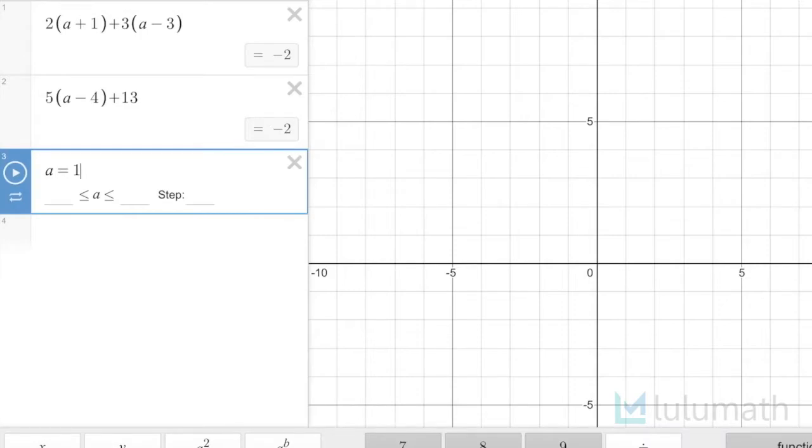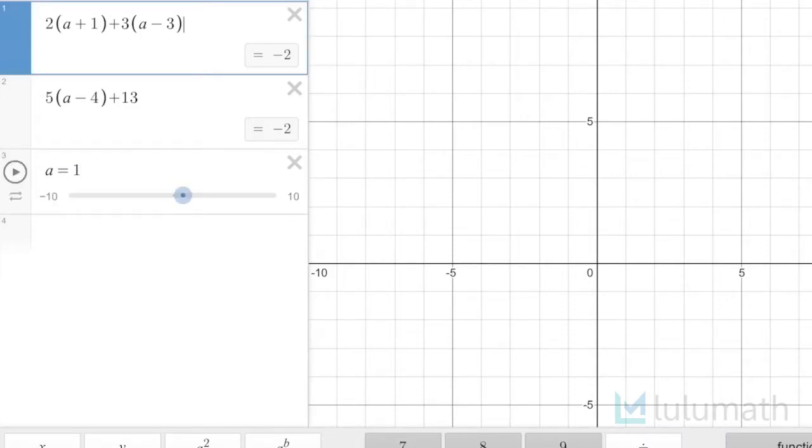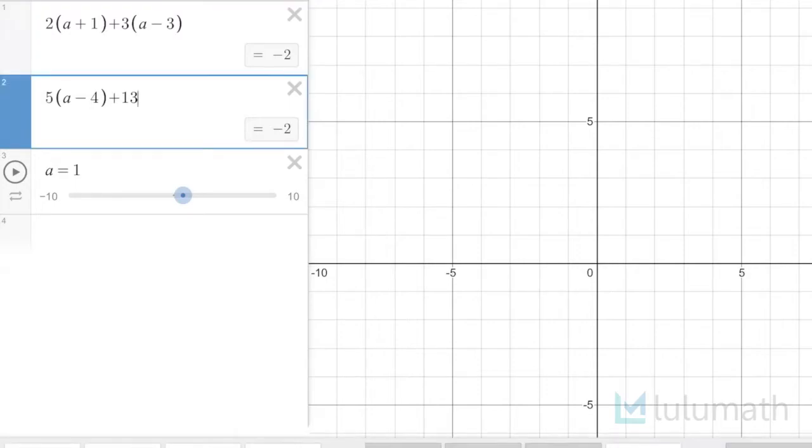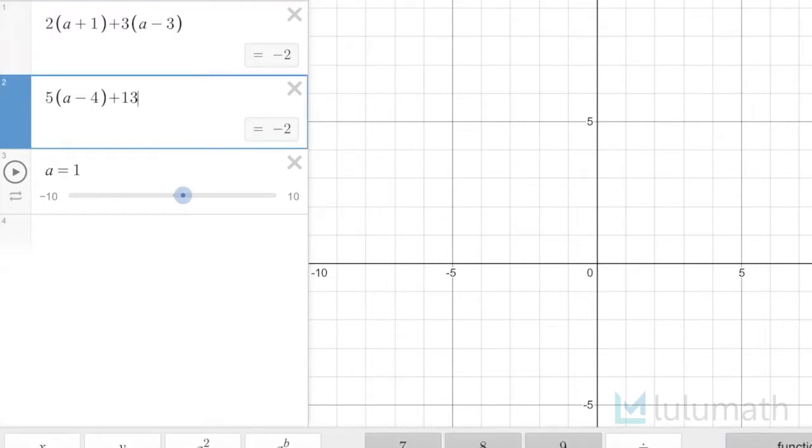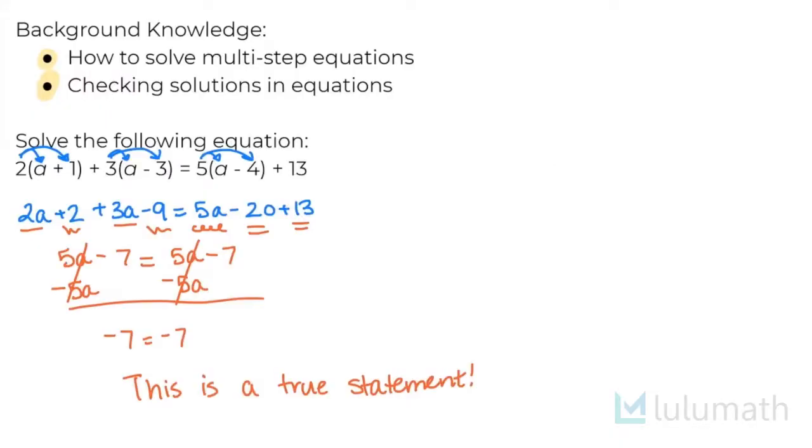So when a equals 1, it tells us here that our result is negative 2. And on this side, our result is also negative 2. So does that mean that the answer is 1? Well, let's do a check and see what happens. Every time I see an a, I'm going to replace it with 1.